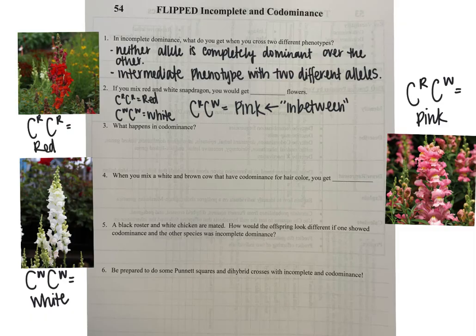So what we do instead is we use superscripts. The little tiny R at the top of my C is my red allele for color, and my tiny W above my C is my white. We just use that because the rules of genetics and science are that you have to use the same letter for different alleles for the same trait.